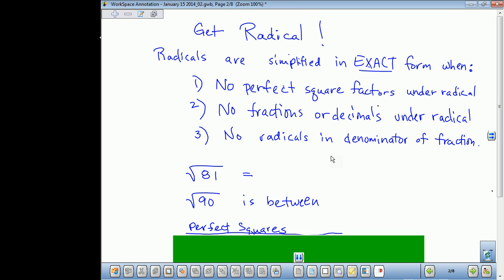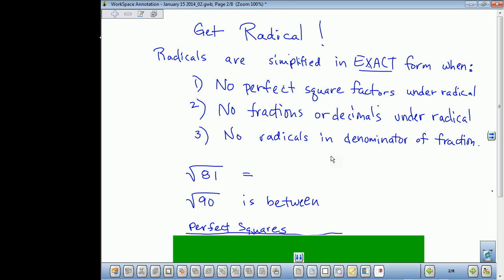Okay, so our radicals are simplified in exact form. Exact means our radicals have been simplified. Exact means there's no decimal approximations. If we do the following things, there are no perfect square factors under the radical.